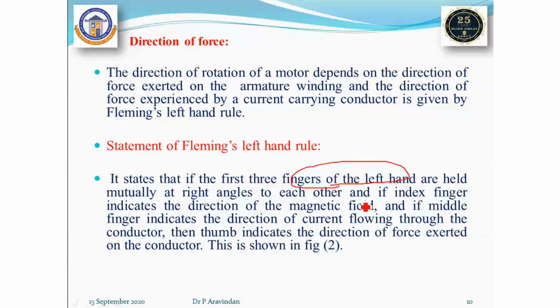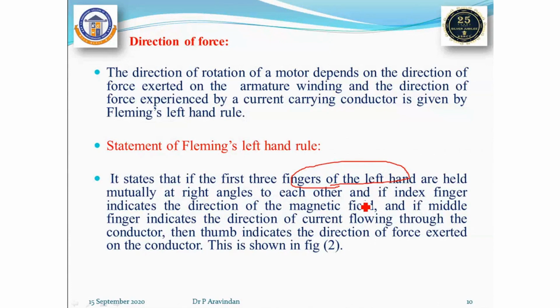But suppose it is a motor, the current carrying conductor and the magnetic field will be the input. So your thumb will be the direction of the force developed on the armature. If it is a generator, you stretch your fingers of the right hand. Then the same thing you declared for a motor, you have to declare here also. That means your input is always mechanical. You give the mechanical input to the armature in the thumb direction, and your magnetic field is developed as per your index finger.